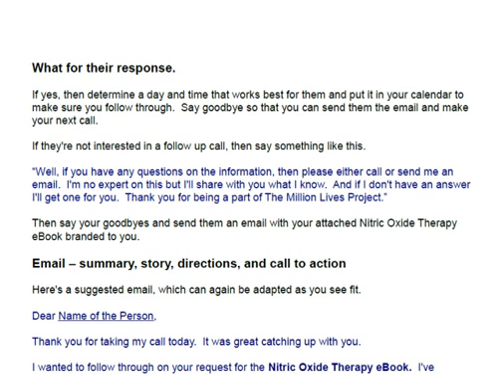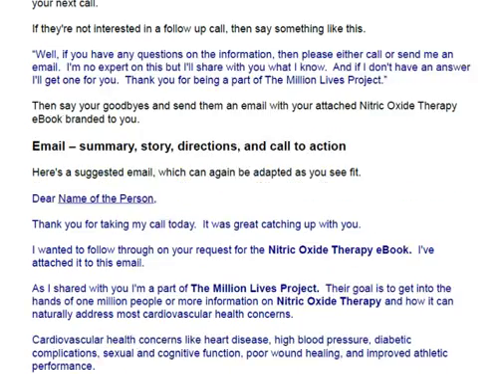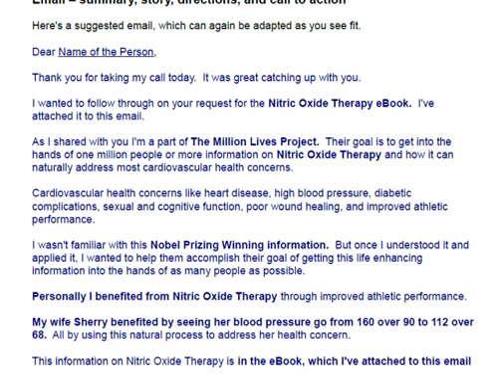Now, as you can see on the document, say your goodbye, send them an email with your attached Nitric Oxide Therapy ebook that's been branded to you. What should you say in the email? Again, your email has a summary, a story, directions, and a call to action. So here's a suggested email, which again can be adapted as you see fit. We'll also come back after I read through this email. We'll come back and help you understand the different segments of this.